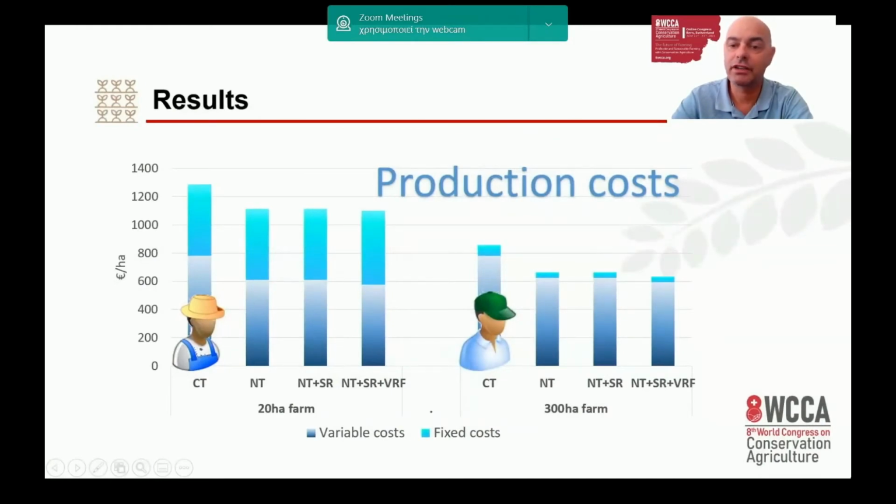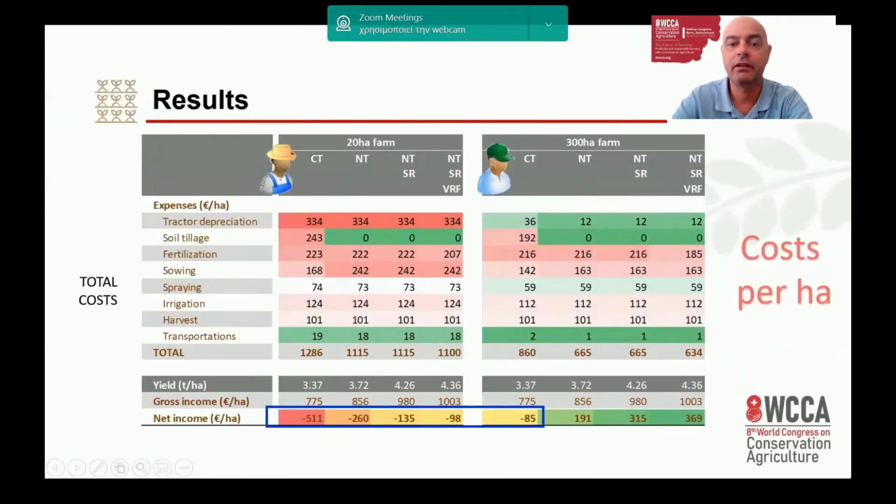Yields may be one side of the coin, but production costs are for sure the other one. As expected, fixed costs were extremely high for the small farm because of the limited annual use of the machinery and the equipment. Farmers usually neglect this, but if they do consider it, they might change their perception of their profitability.